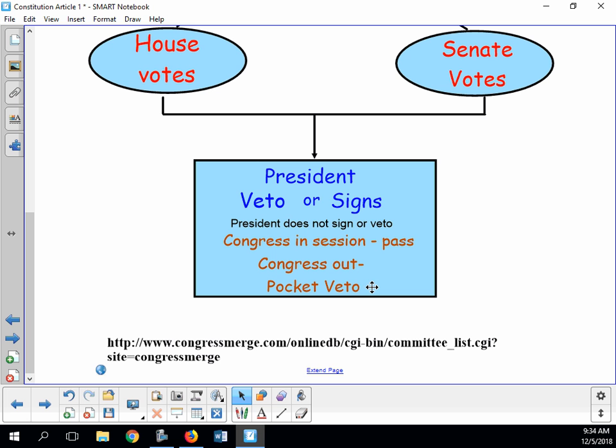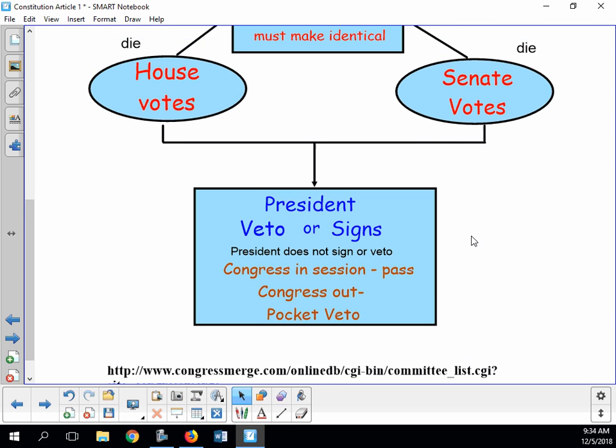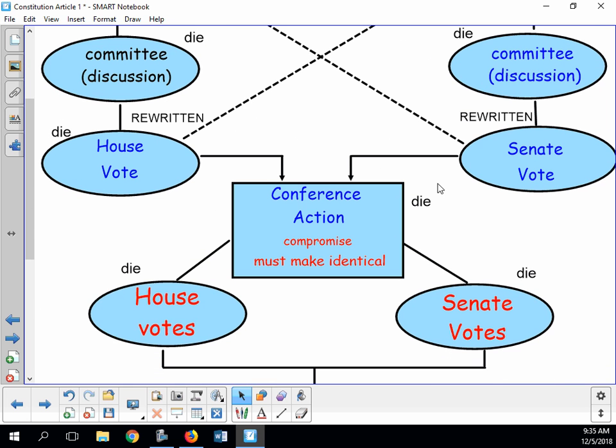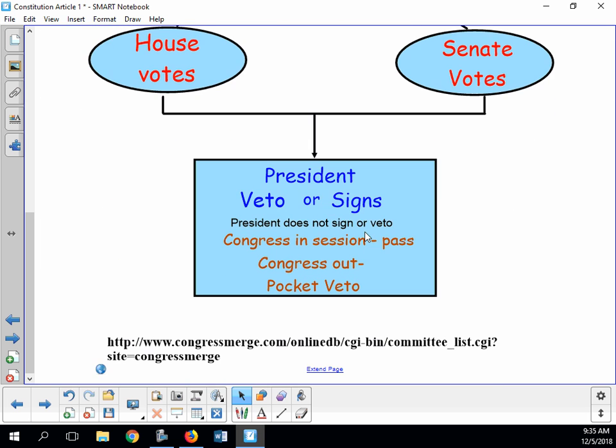All right, so here's the thing. This is going to be on the test. I will have this blank form, and you will fill it out. You do not necessarily need to note that it dies, but you ought to. It's worth maybe talking about rewritten. And you do need to identify the conference action, House and Senate votes, and finally the president. And yes, I want the detail, so expect that. All right, let's move on.